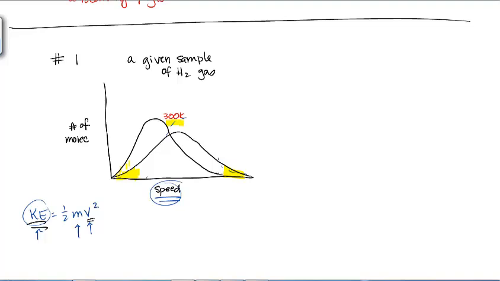And if we cool it down, this curve moves over, so that their average velocity is much lower now. But there are still some slow ones and still some fast ones. This distribution is known as the Maxwell-Boltzmann distribution.